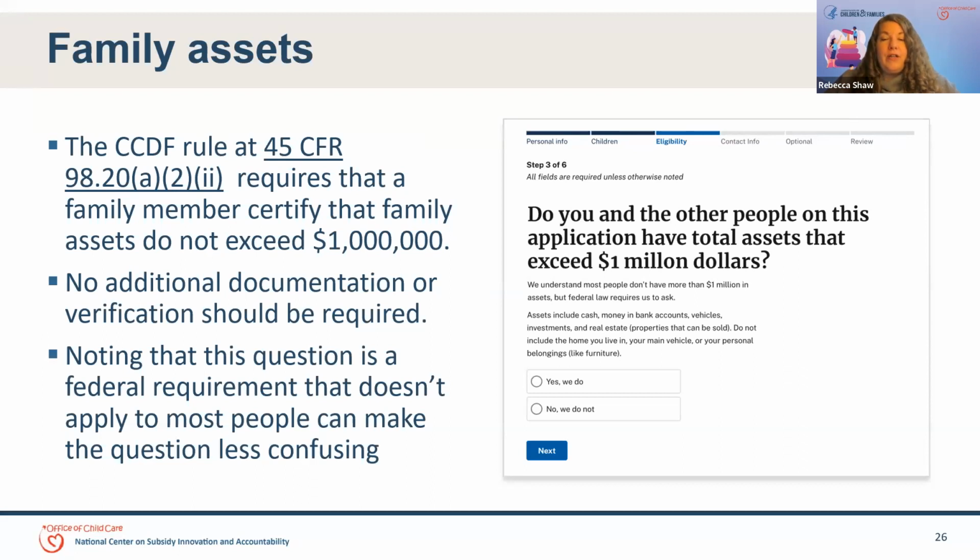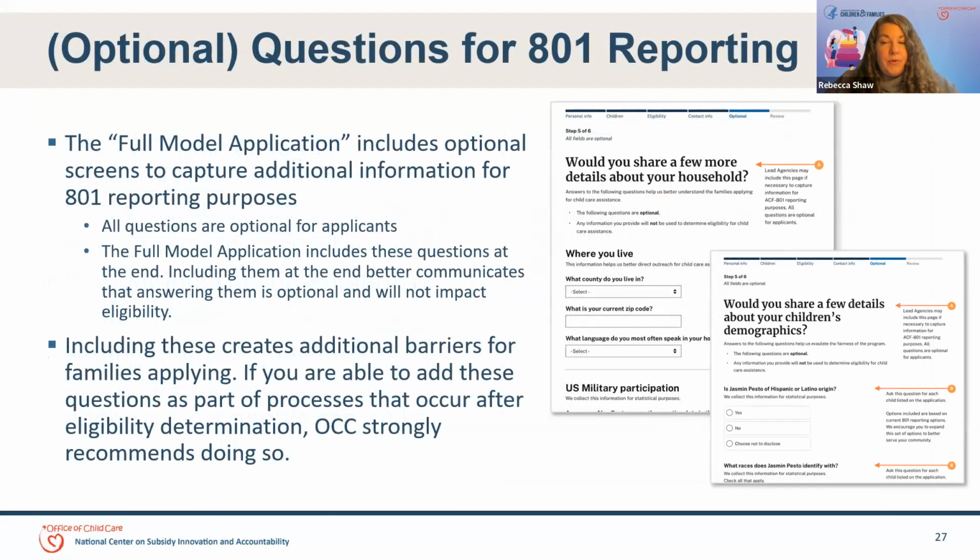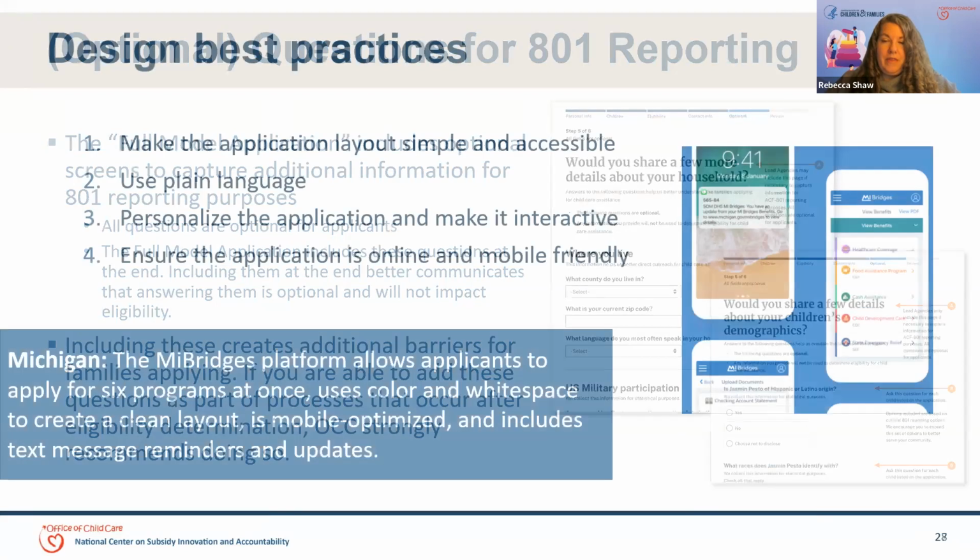The guide also includes examples of optional questions you may consider, including to assist with ACF 801 reporting. Many lead agencies use the application process to collect demographic information and household details about the children and family enrolled in the program. And these details are then reported to OCC via the 801 report. The guide recommends that the application is clear and that these additional questions are optional and they will not impact eligibility.